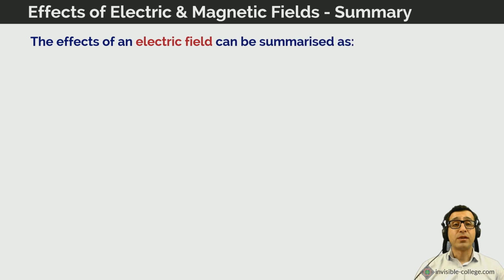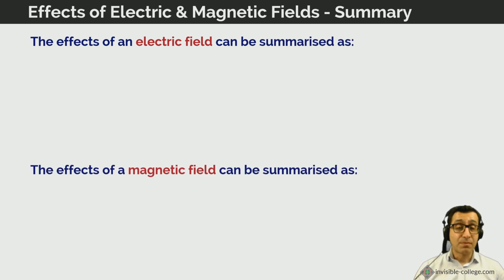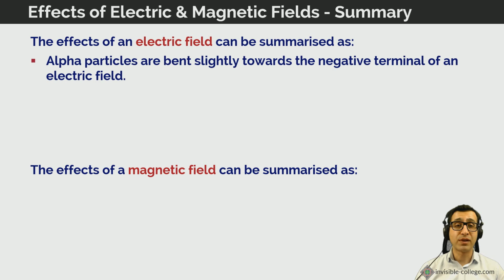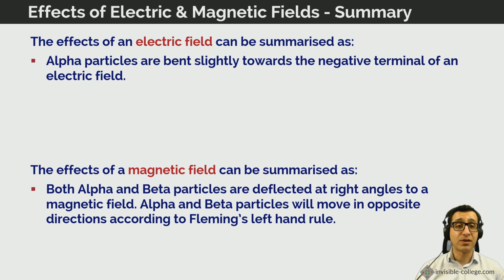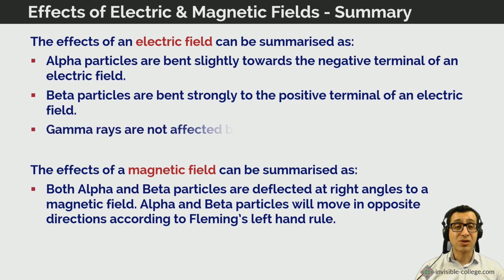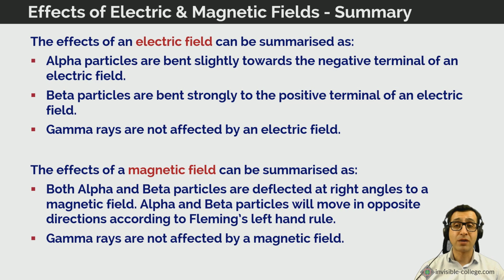So the effect of an electric field can be summarized, and also the effect of a magnetic field can be summarized in similar terms. Alpha particles are bent slightly towards the negative terminal of an electric field. Both alpha and beta particles are deflected at right angles to a magnetic field, and they move in opposite directions according to a rule which we'll explore in a later lesson or a later webinar in this series on electromagnetism. Beta particles are bent strongly towards the positive terminal of an electric field, and gamma rays are not affected by an electric field at all. Gamma rays, again, are not affected by a magnetic field either.